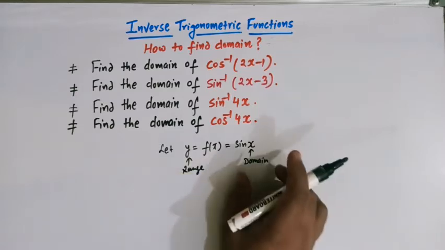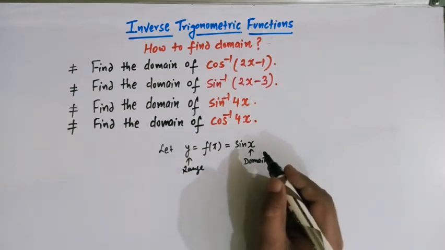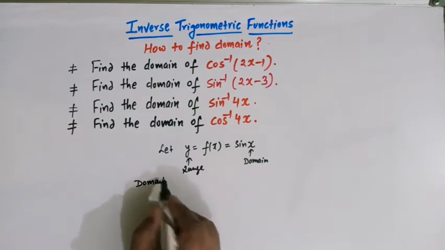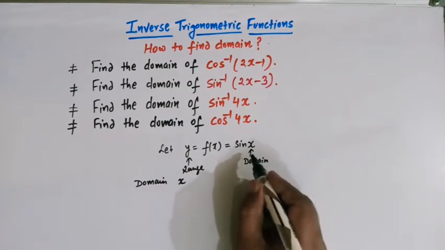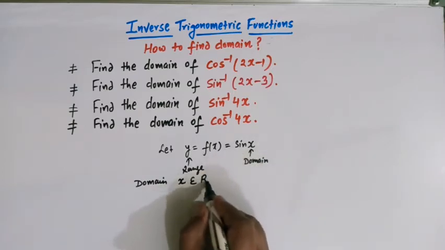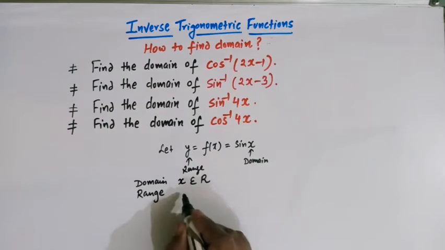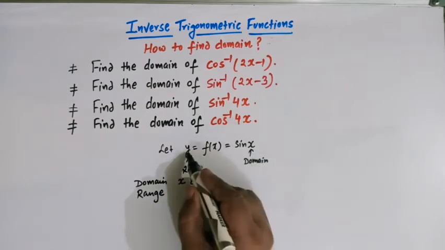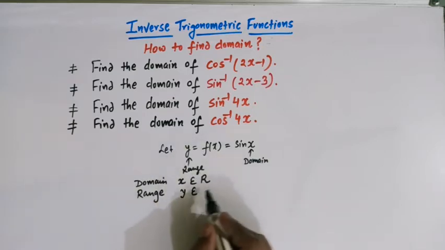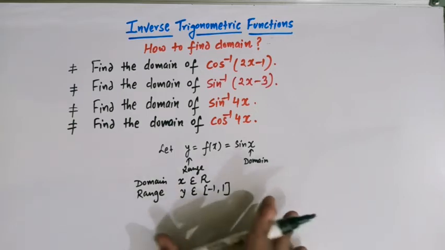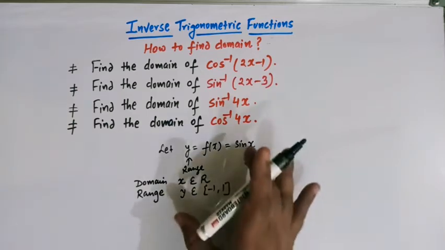Now we know from trigonometry that the domain of sine function is the set of all real numbers. It means x belongs to R. Similarly, the range of the sine function, that is the range of y, is y belongs to minus 1 to 1. So this is about the domain and range of sine function.